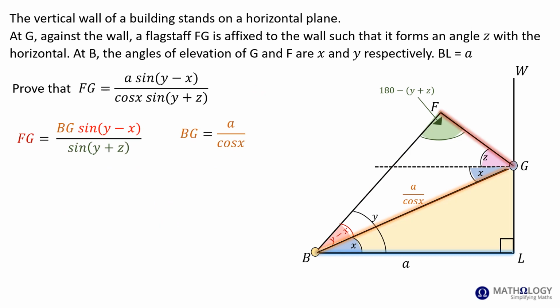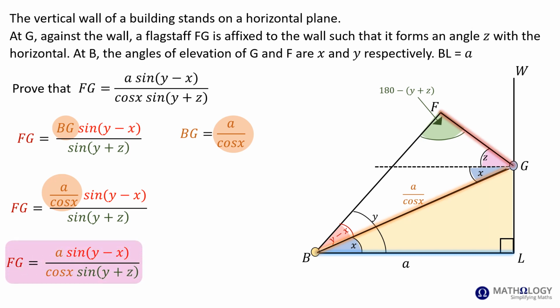We now have two expressions involving the side BG, so we can substitute BG equals A over cos X into the expression for FG. FG therefore equals A sine Y minus X, all over, cos X sine Y plus Z, which is what we were required to prove.